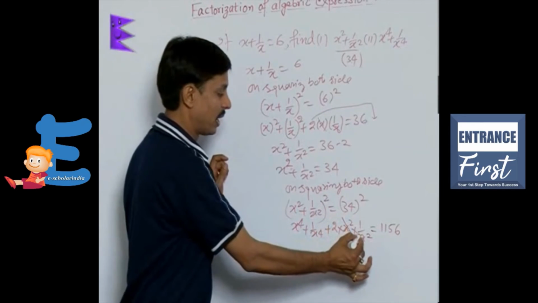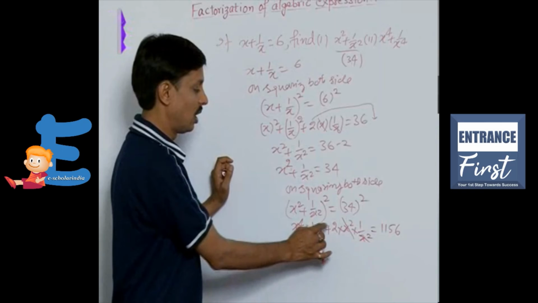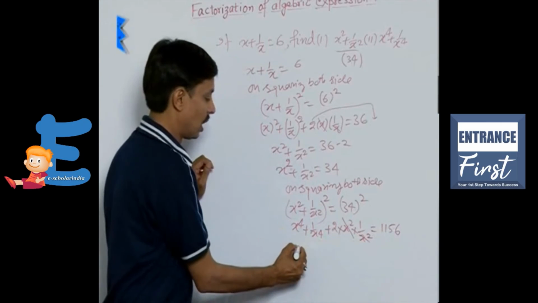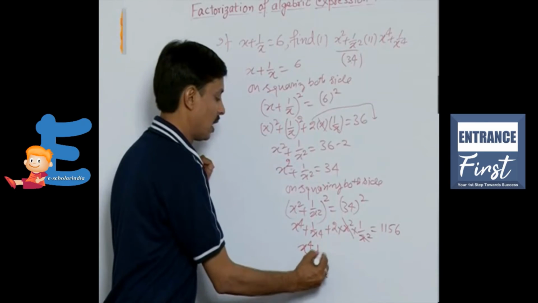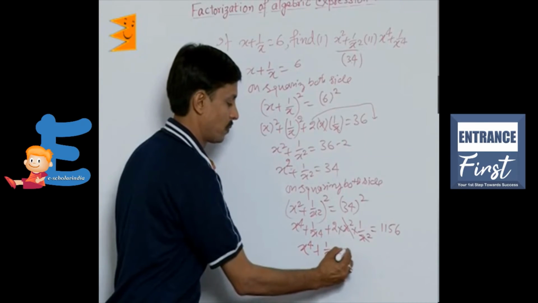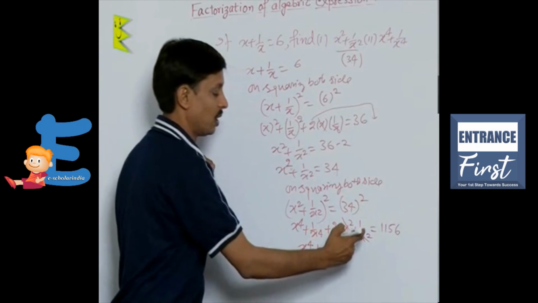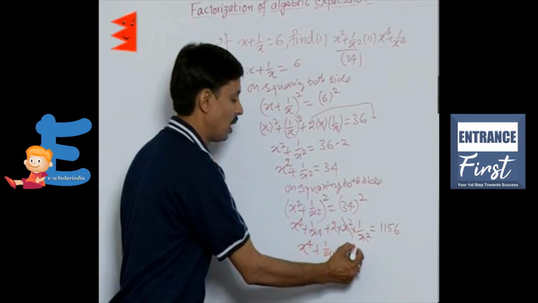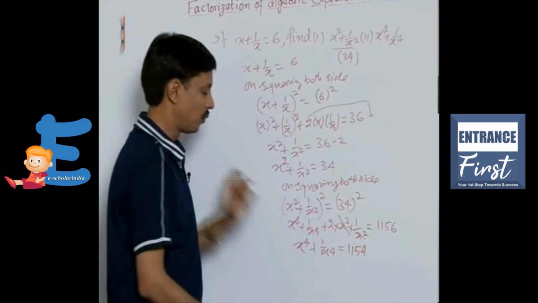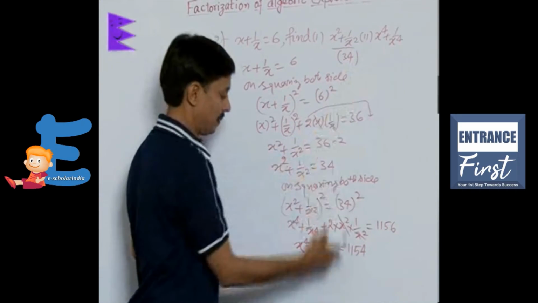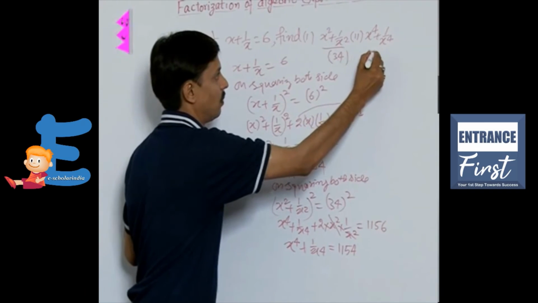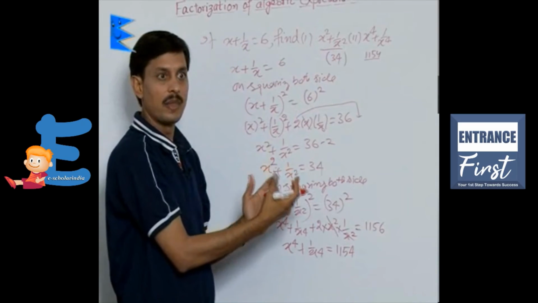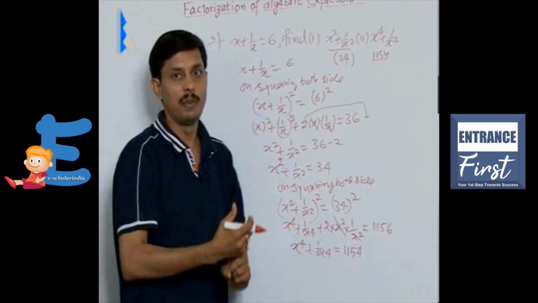In the same way, x square and 1 upon x square get cancelled. Left is 2. This 2 will be shifted to the right side. So the left side is left with x4 plus 1 upon x4. And when this 2 is shifted, 1156 minus 2, we are left with 1154. Hence the answer of the second part is 1154. So this is one of the applications of our algebraic identity.